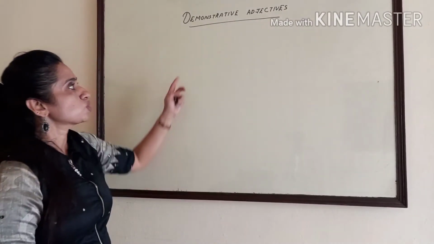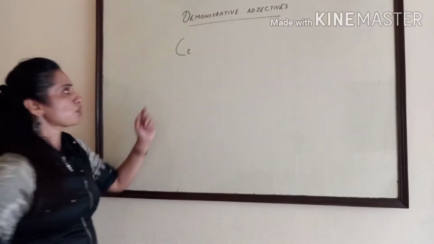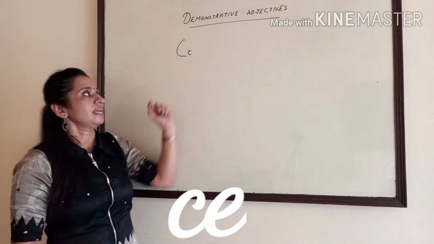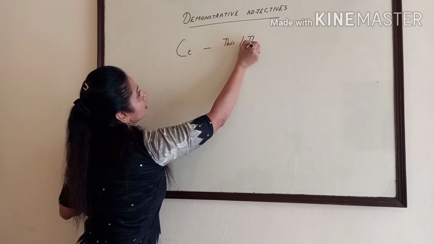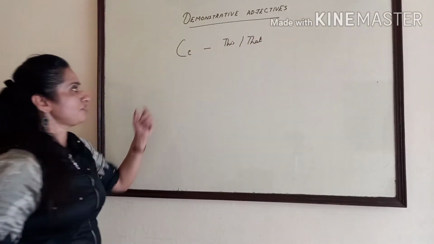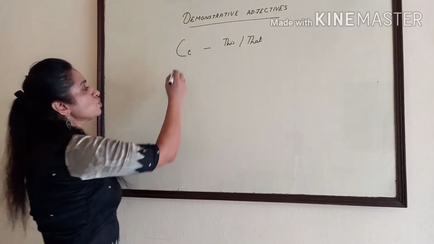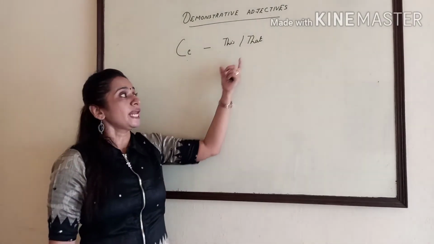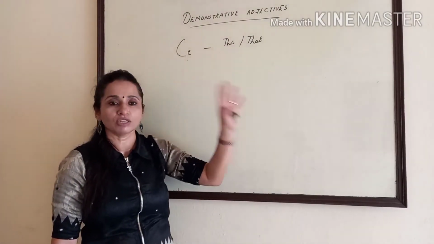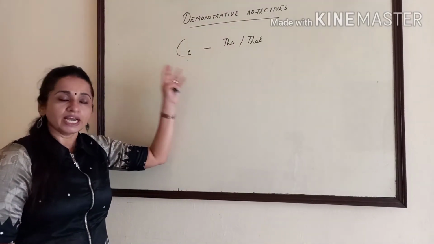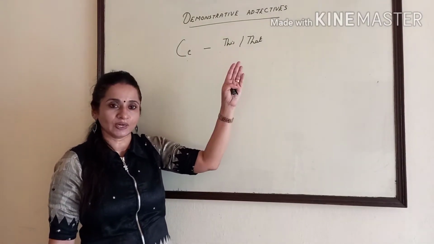First of all, the masculine demonstrative adjective is C-E, pronounced as "suh". That means this or that. The first demonstrative adjective in French is CE, meaning this or that, and it is used in front of a masculine singular noun beginning with a consonant.